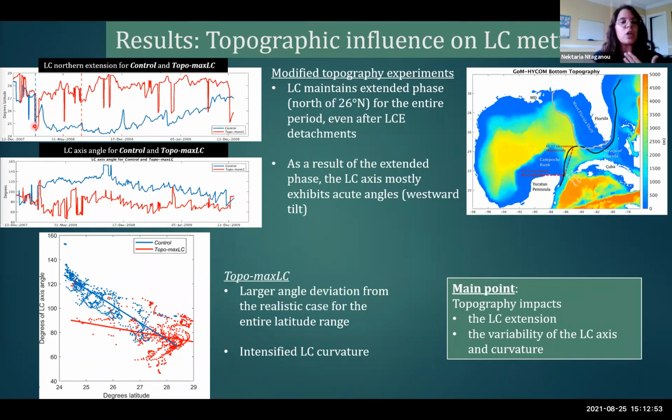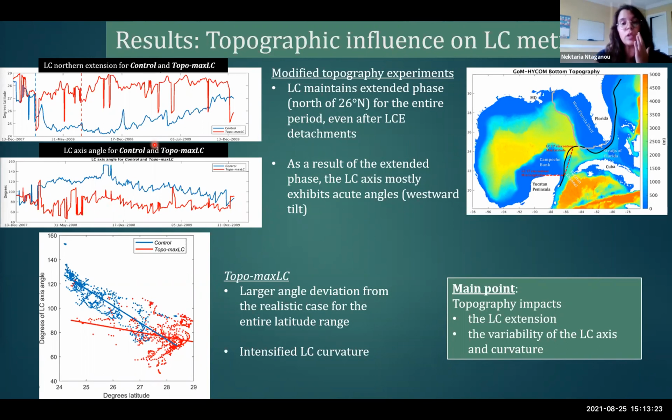In the control experiment, the loop current quickly sheds an eddy. The LC detachment is marked with a dashed blue line. It quickly sheds the loop current eddy and goes back to a retracted phase. On the other hand, in the TopoMax C, the loop current remains extended north of 26 north for almost the entire period, even after the short LC detachments and reattachments.